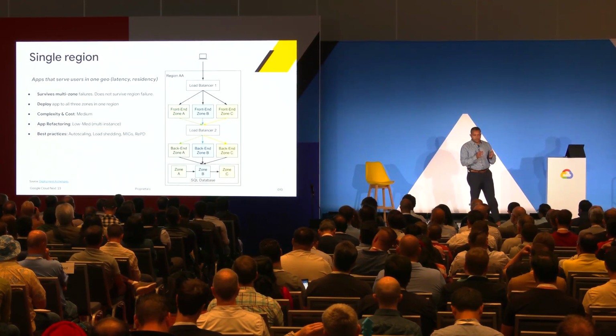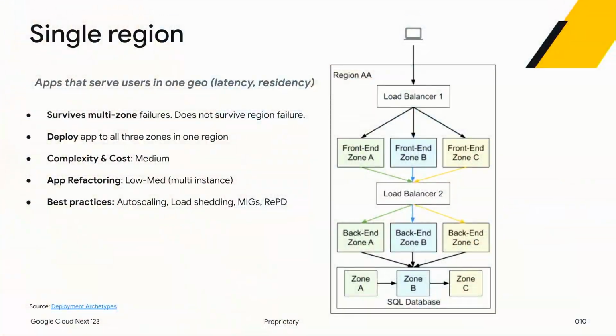Now, this is single region. Just the picture alone will tell you that's a little bit more complicated. And what you're doing here is you're deploying your application across 3 different zones within that region. You can therefore tolerate a zone failure or even a multi-zone failure. Right? You can tolerate 2 zones failing because your application is deployed across all 3.